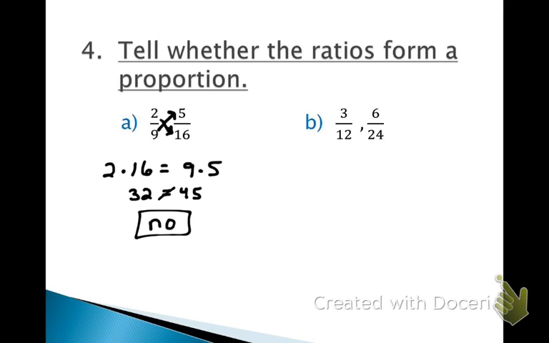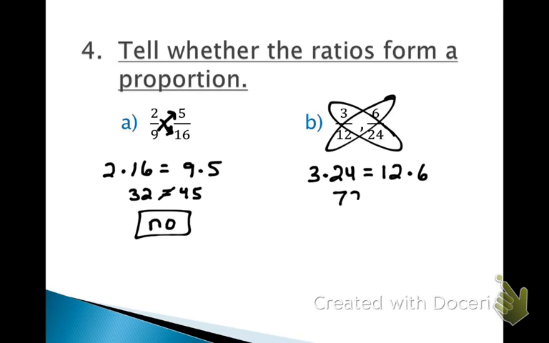I want you to do the next one on your own. So for your quiz, this is not going to be all about just saying yes or no and just plopping down an answer. You've got to actually show work to show me that you understand what you're doing. The 3, what is it going to be multiplied by for cross products? 3 times 24. What about the 12? 6 times 12. Okay, what is 3 times 24? 72. And what is 12 times 6? 72. Does 72 equal 72? Yes. So yes, those two ratios do form a proportion.